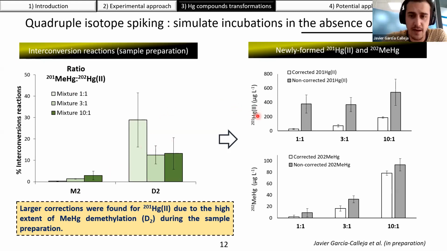If we move to the right part of the slide, we can see the concentration of newly formed inorganic mercury and methyl mercury. If we compare the corrected with the non-corrected, we can see an overestimation in the inorganic mercury 201, but also in the methyl mercury 202. But why is this overestimation higher for the inorganic mercury than for the methyl mercury? Because, as you can see here, we have a higher demethylation during the sample preparation, so these differences are higher. On the other hand, for the methyl mercury we don't obtain significant methylation during the sample preparation, so these values are more similar.